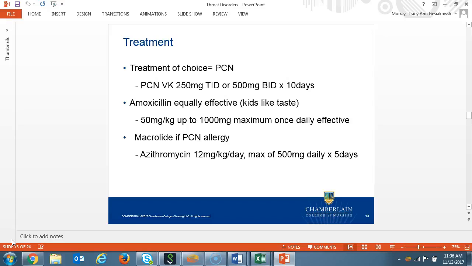In clinical trials, once daily amoxicillin, up to 1,000 mg maximum when dosing at 50 mg per kilogram per day, has been shown to be effective and is likely to improve patient compliance due to less frequent dosing. An oral macrolide, clarithromycin or azithromycin, is a reasonable alternative for patients allergic to penicillin. 10 days of therapy is indicated for all macrolides except azithromycin, which is given for 5 days.